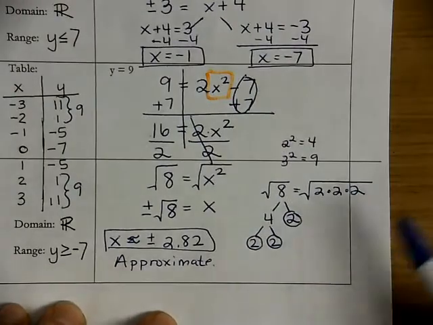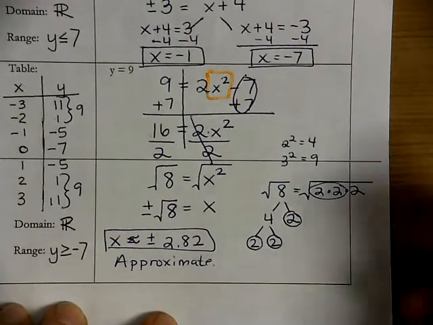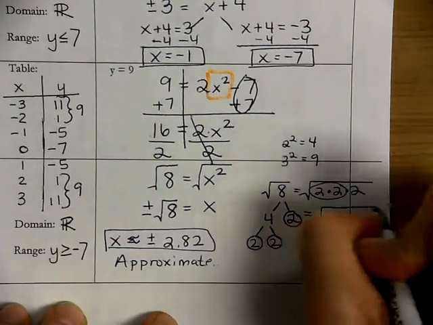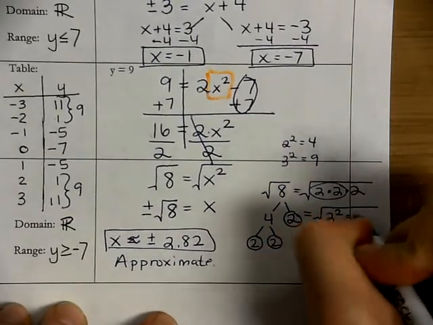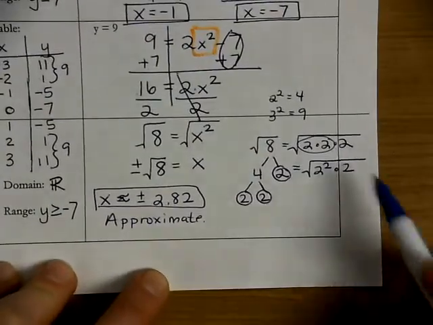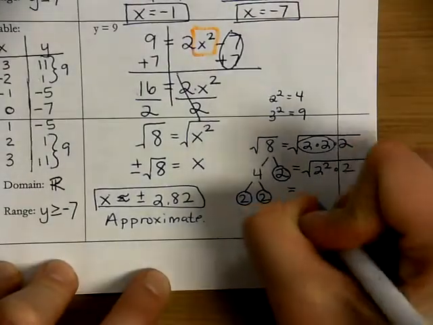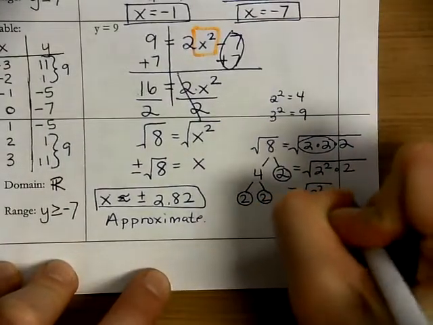Well, I know how to take the square root of something squared, so I'm going to group these into perfect squares. 2 times 2 is 2 squared. So this is going to be the square root of 2 squared times 2. This guy over here just hangs out by himself because there's nothing else that we can multiply by to make it a perfect square. So the square root of 2 squared times the square root of 2.